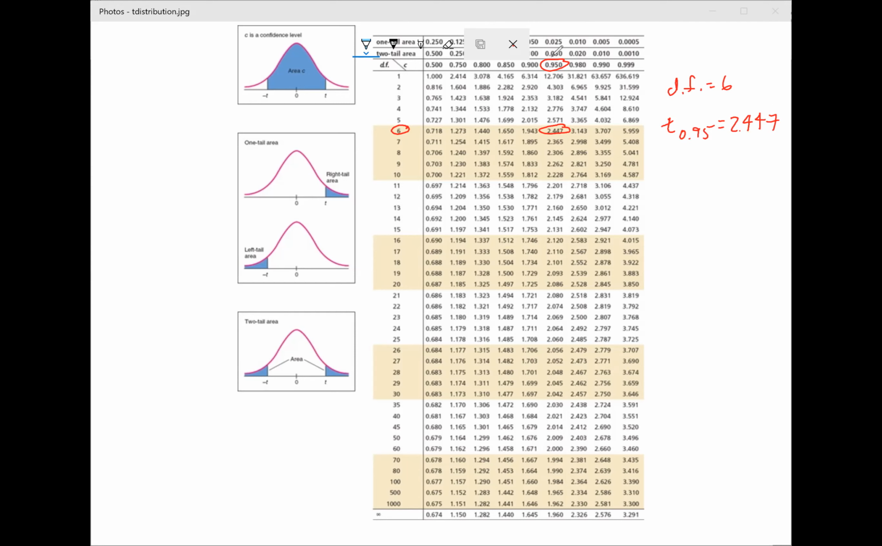I want you guys to do a different example. I want you to find, when the sample size is 11, T of 0.90. So go ahead and do that.